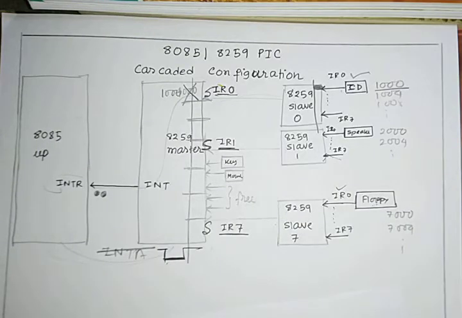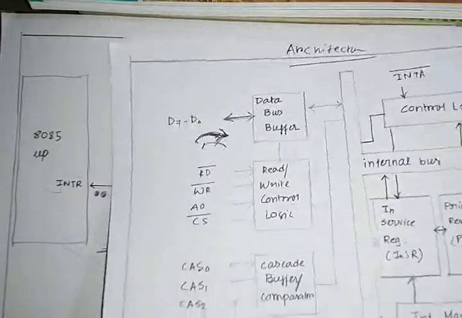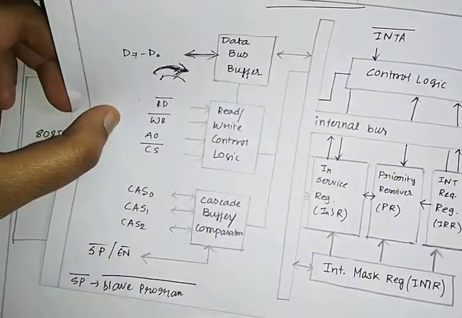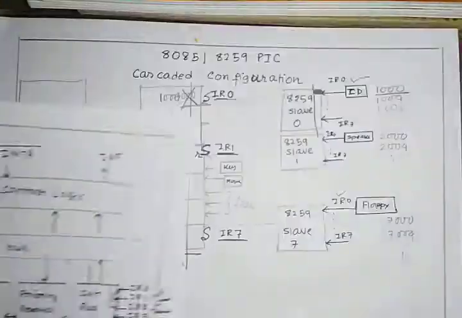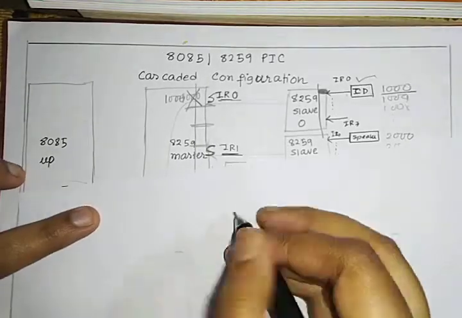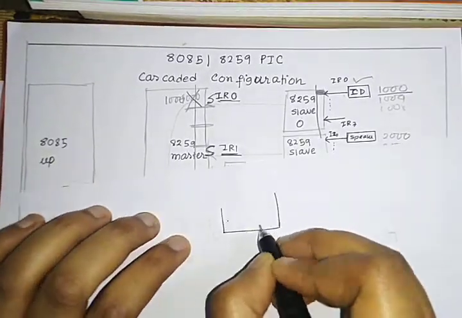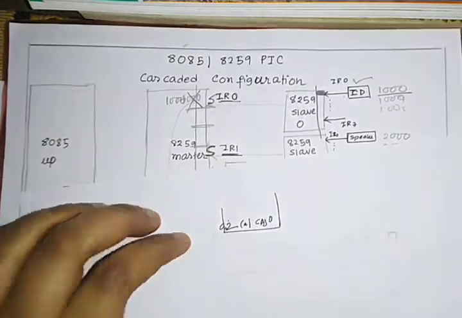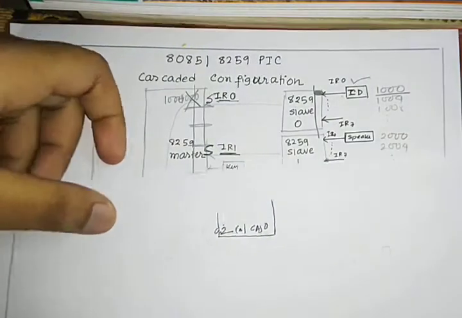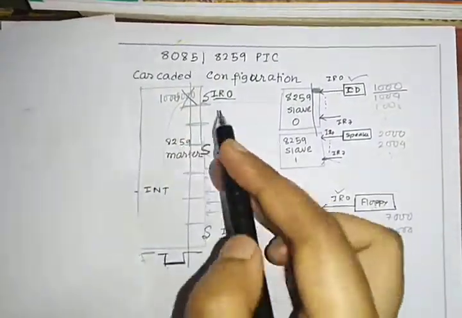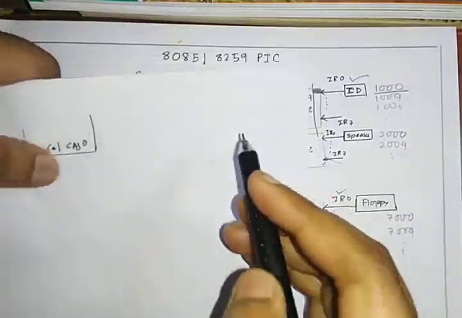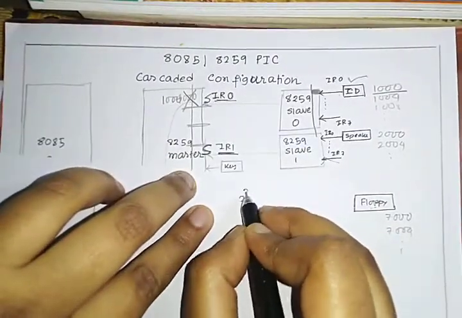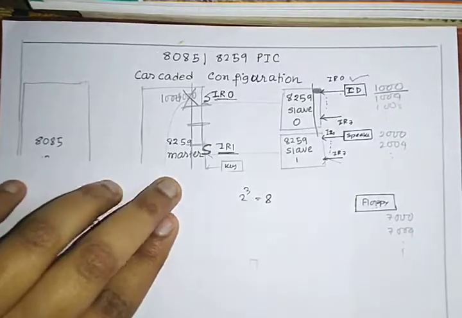How will this get performed? If you have seen the architecture video, I think you remember this diagram. You see these three lines? They are connected with the master. With the master, there are three lines: CAS 0, CAS 1, CAS 2. You may ask why there are three lines. Because with the master, we can connect 8 various chips. To produce 8 different combinations, only 3 bits are needed, because 3 bits can produce 8 different combinations, right?